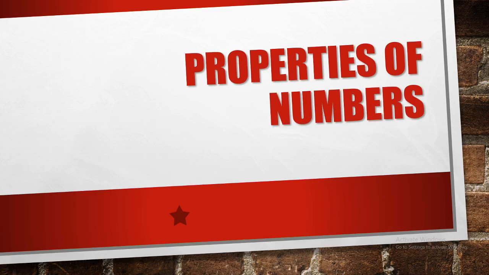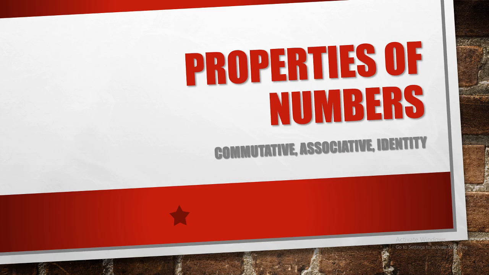All right, hey everybody, we learned about the properties the other day, and we're going to quickly go over those by going over your homework. But first, let's do a little review. The three names of the properties were the commutative, associative, and the identitative or identity property.